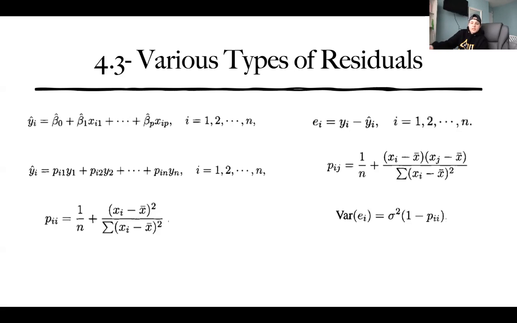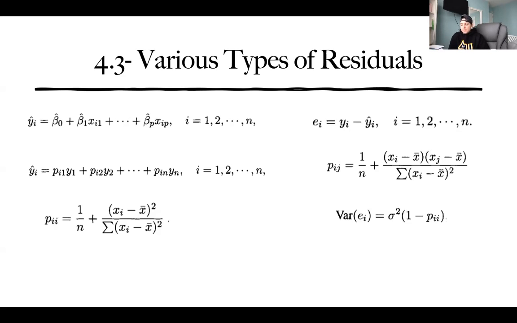And to put this in terms of simple regression, we can write p sub ij, which is equal to 1 over n plus a term with the numerator of x sub i minus x bar times x sub j minus x bar, and then the denominator will be the summation of x sub i minus x bar all squared.